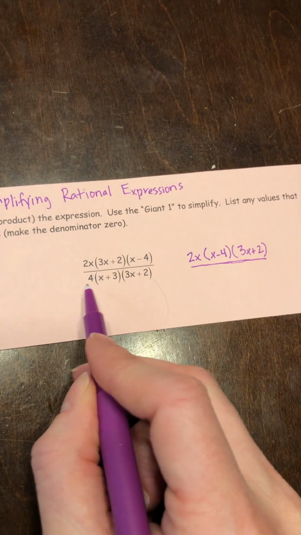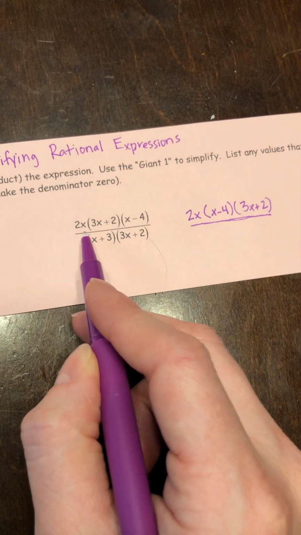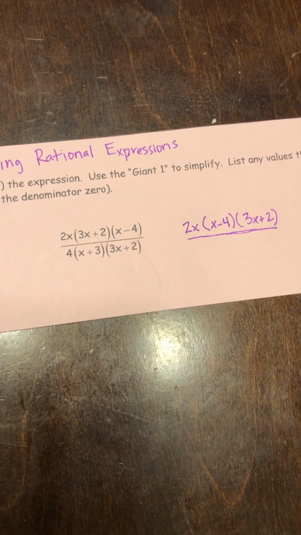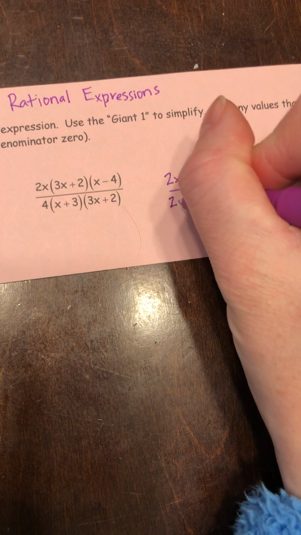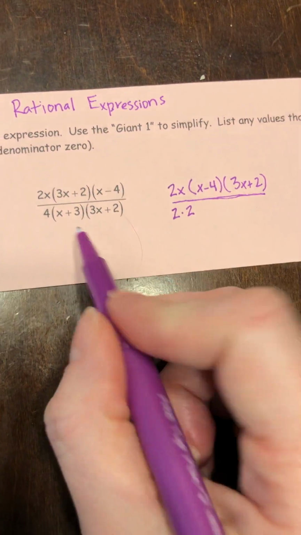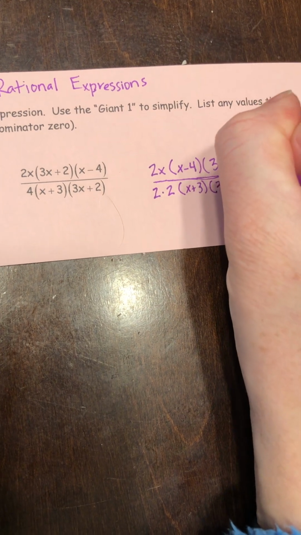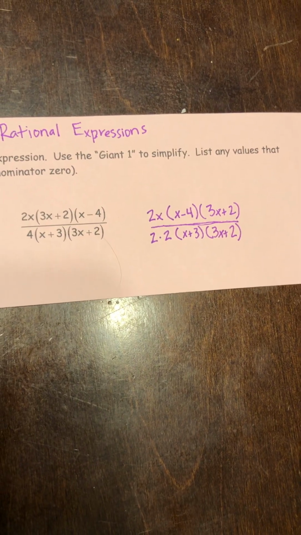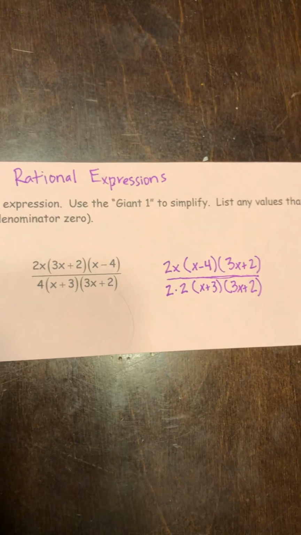Then there's this 4. And one thing that I notice, because I've done this a lot, right, is I have a 2 and I have a 4. I think that there's a way to simplify those. So what I'm gonna do is I'm gonna see if I can break the 4 down so that I can make a 1. So instead of writing this as 4, I'm gonna write it as 2 times 2. Then I have an x plus 3 in parentheses, and I have a 3x plus 2. And then from before break, I remember that if I have something divided by itself, it makes the number 1.